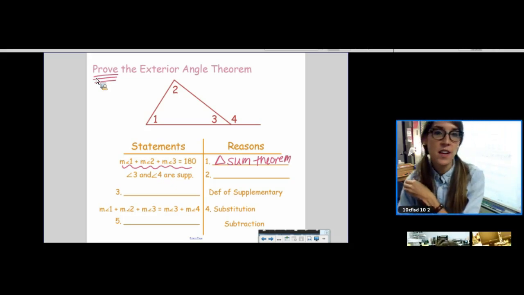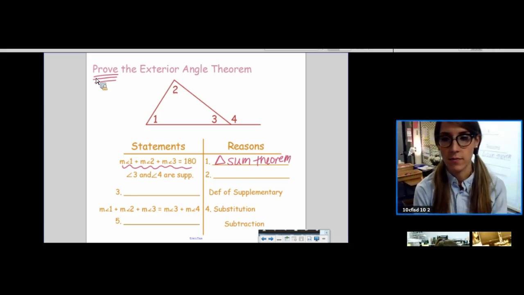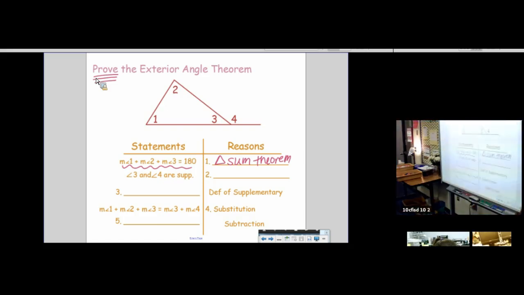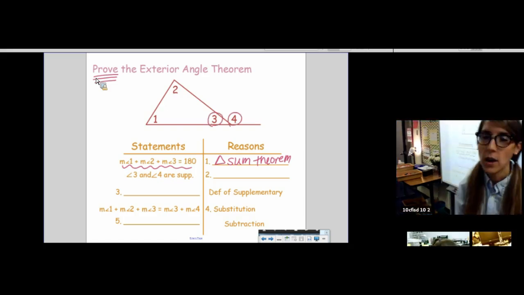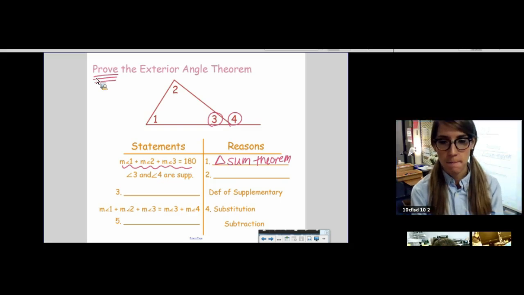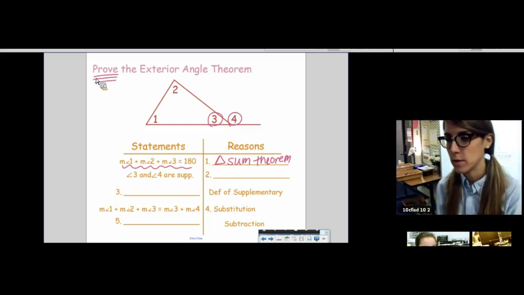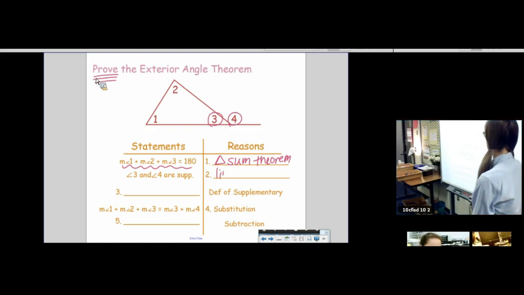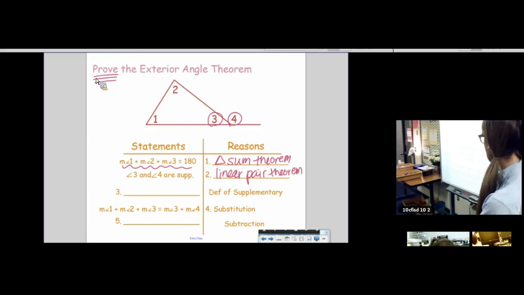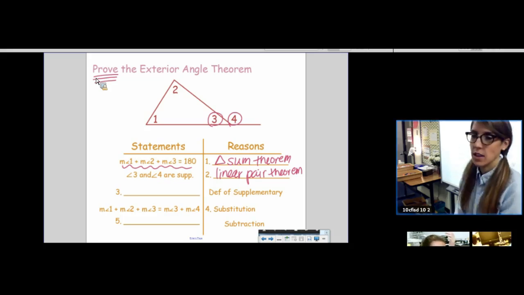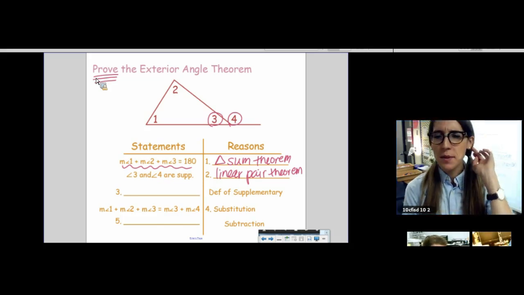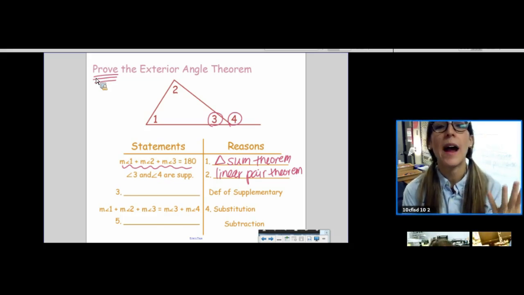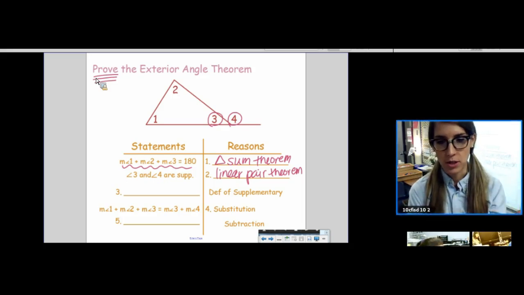And you guys have a list of theorems, and you're welcome to use that list of theorems as you're getting used to the reasons. Angle 3 and angle 4, this is what we're going to say next, is that these angles are supplementary. Why are we allowed to say that those are supplementary? Good. Linear pair theorem. Awesome. Now I need to say something. I didn't tell you what you're going to say next, but the reason you're allowed to say it is the definition of supplementary. So we've said angle 3 and angle 4 are supplementary. What comes right after that? Right after you say they're supplementary. Good. Good.